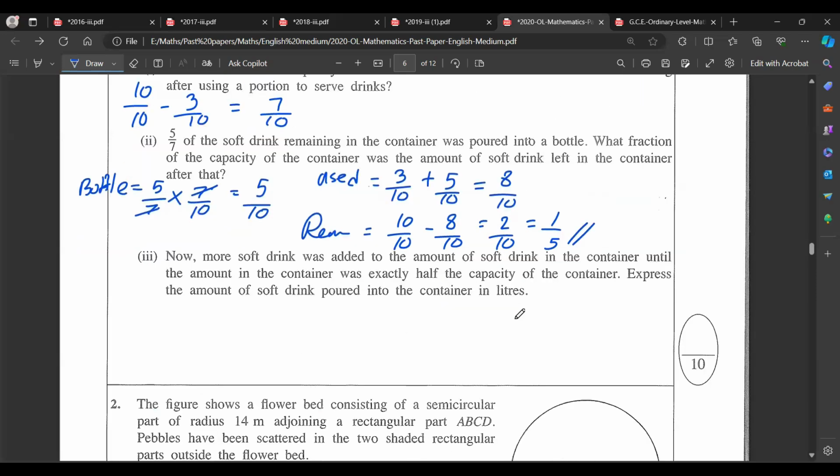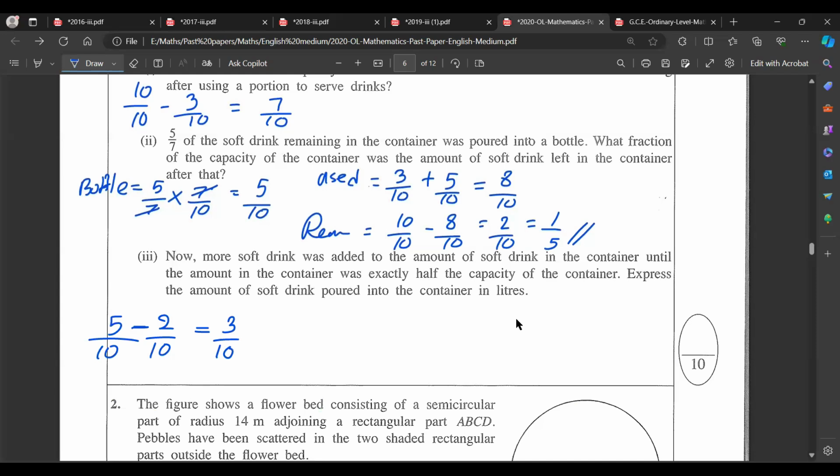You have to think with the liters. Altogether, this container is 5 liters. Now, until half. Now there are remaining what? 2 out of 10. There are remaining 2 out of 10. But you have to fill until half, means 5 out of 10. So what is the difference? What is the filled part? It is 3 out of 10, no?